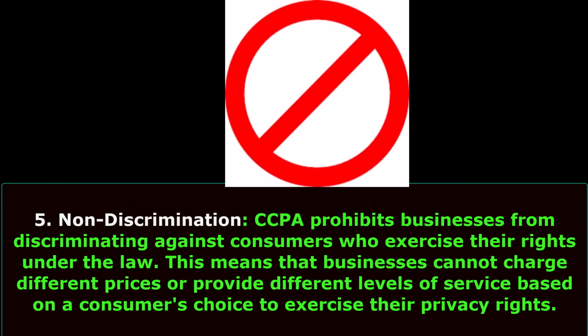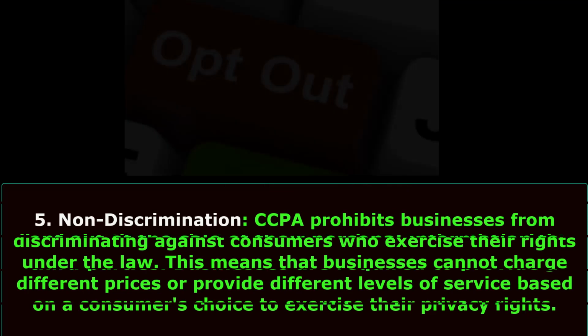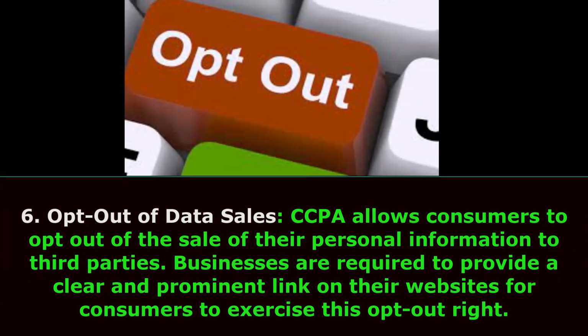5. Non-discrimination. CCPA prohibits businesses from discriminating against consumers who exercise their rights under the law. This means that businesses cannot charge different prices or provide different levels of service based on a consumer's choice to exercise their privacy rights. 6. Opt-out of data sales. CCPA allows consumers to opt out of the sale of their personal information to third parties. Businesses are required to provide a clear and prominent link on their websites for consumers to exercise this opt-out right.